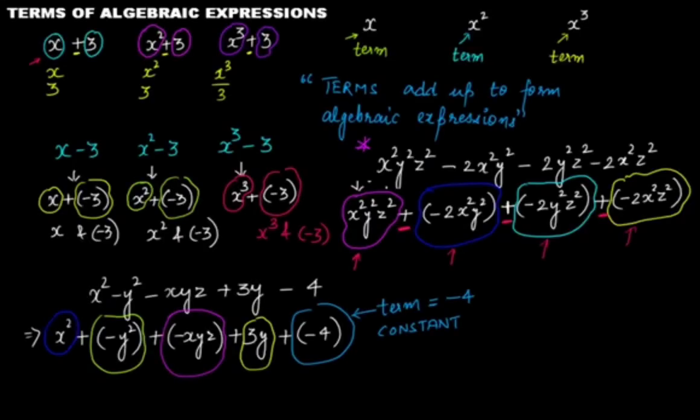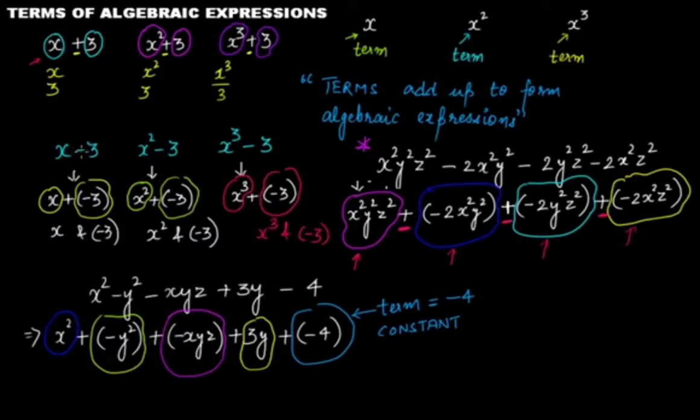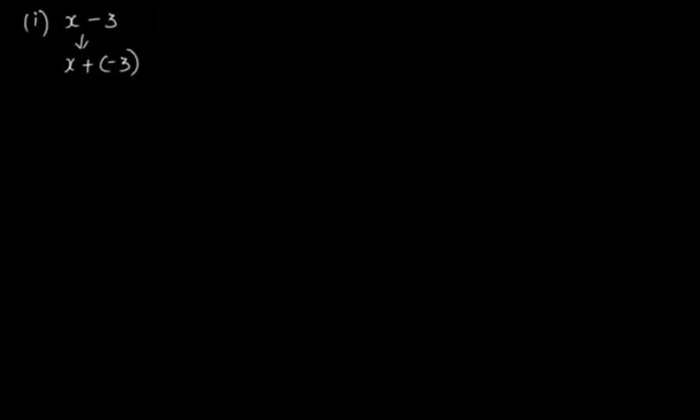Okay, let's take these: x minus 3, x squared minus 3, and x cube minus 3. Let's take them one by one. So first one is x minus 3. This algebraic expression x minus 3, as we have discussed, can be written as x plus (minus 3), because terms always add up to form an algebraic expression. Whenever you see any subtraction sign, replace it with plus and within the bracket put minus 3, because terms always add up to form algebraic expressions. Now, it has two terms.